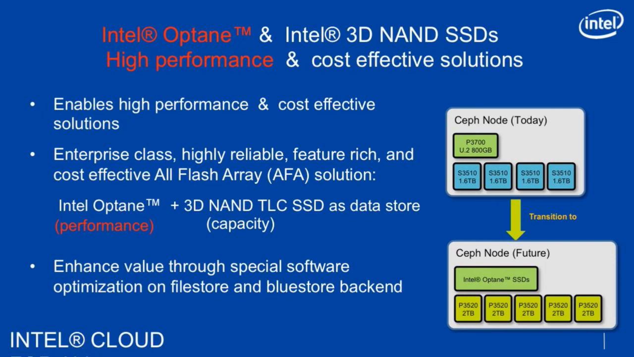And moving forward, on the Ceph, and all the storage, especially for Ceph, we think we can have a much better configuration. I can use Optane drive as a journal or the metadata or RocksDB, whatever DB metadata, and then I use 3D NAND like P3520, a large capacity drive, as backend OSD. So this gives you both performance as well as high capacity and low cost.